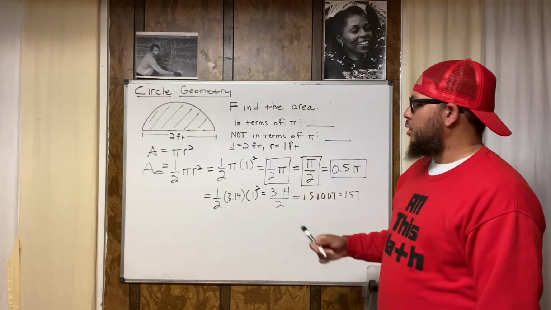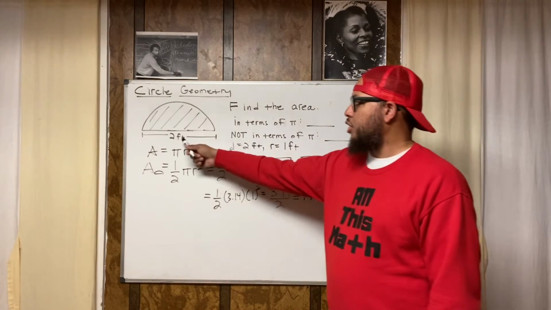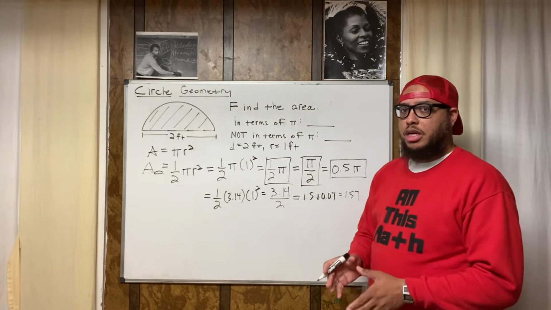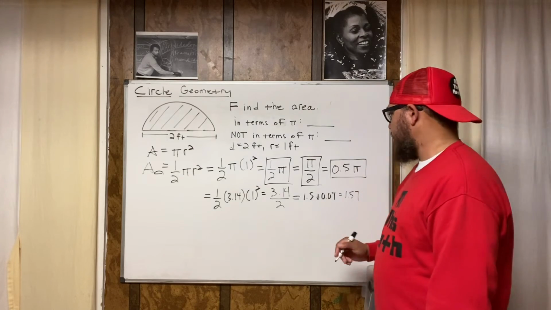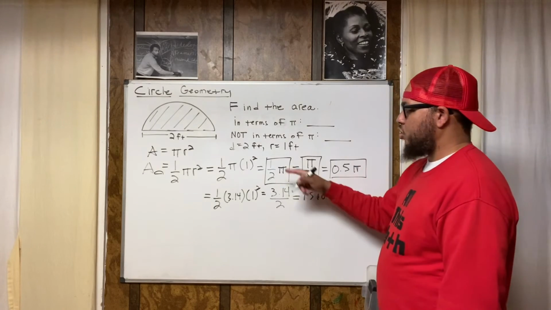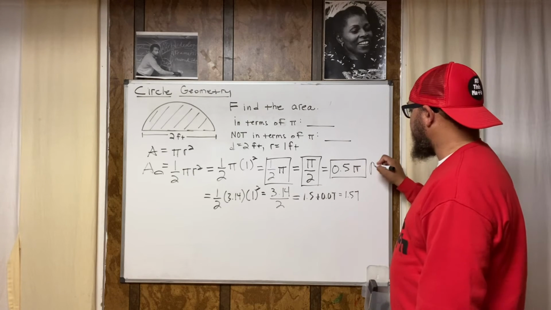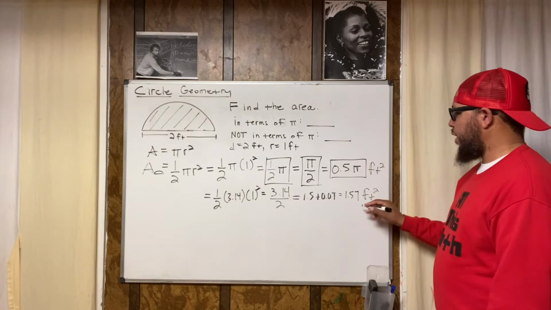Oh, but I forgot something. I should always have units. I forgot to include my units here. So these are not the best answers, right? Because we're dealing in feet and we're dealing with area. Area always has units to the second power. So these should be square feet. So this should be either 1/2 pi square feet, or pi over 2 square feet, or 0.5 pi square feet. So just write feet squared out here, or feet squared out here.